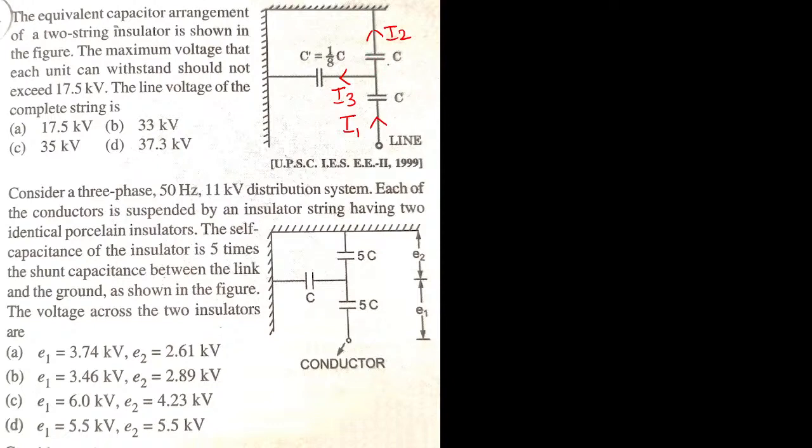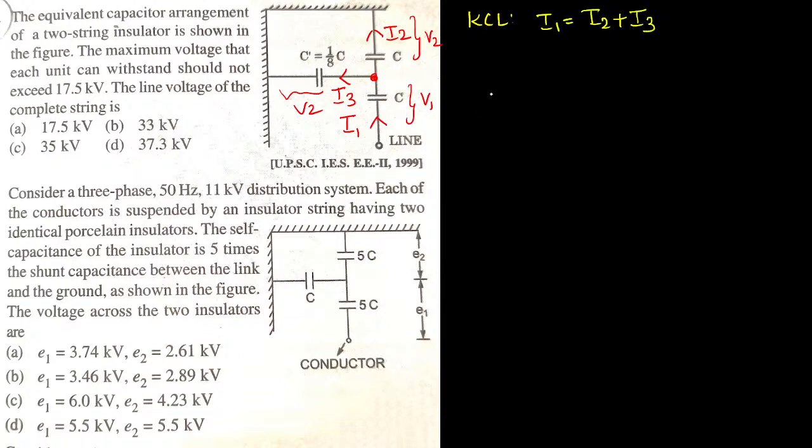The current I1 is passed here, and that will be divided into two. First step, apply KCL. Let us assume here the voltage is V1, and here the voltage is V2, and here also the voltage is V2. Shall we proceed? Now let us proceed with the derivation. According to Kirchhoff's current law, current I1 equals I2 plus I3.